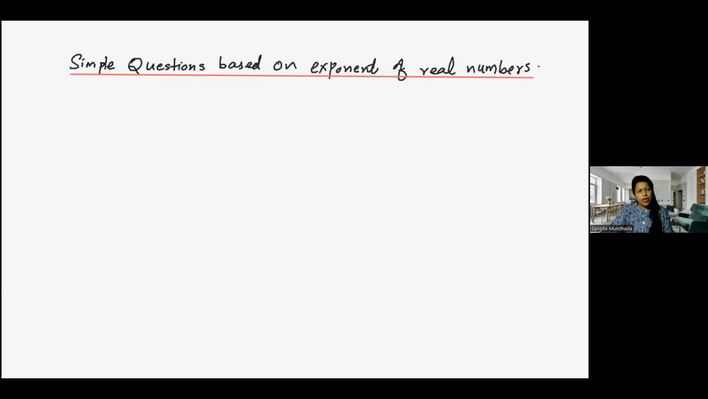In this section, we are going to discuss simple questions based on the laws of exponents. For example, 25 raised to power minus 3 by 2. So you should know 25 is the square of 5. So I write (5 square) raised to minus 3 by 2. Now, which law will you use here? (a^m)^n. We will write a^(m into n).